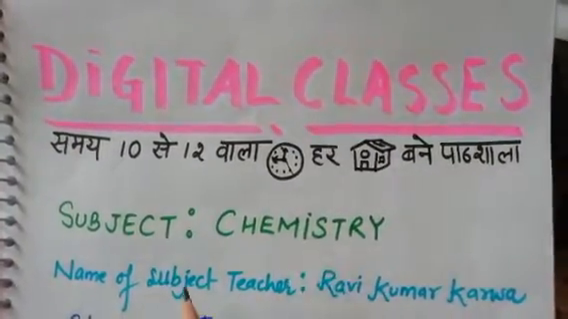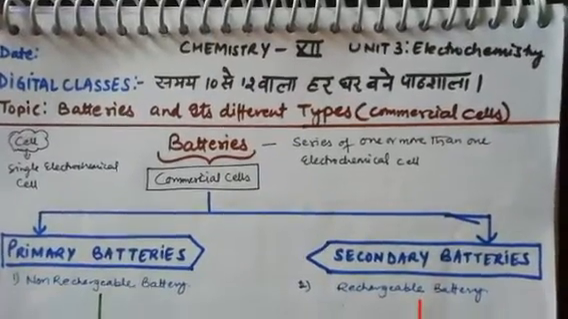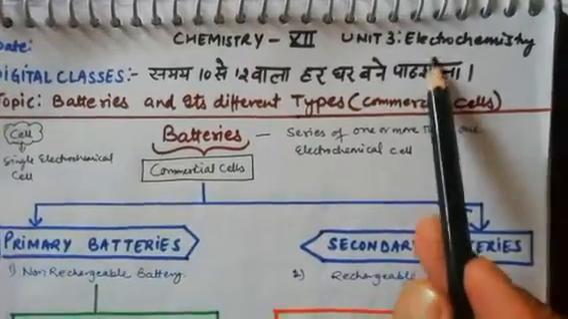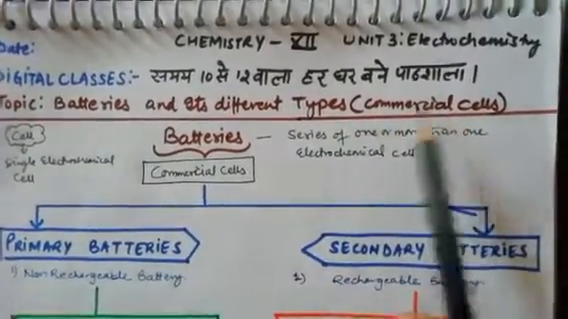This is your chemistry period and I'm your chemistry teacher. So, let's start today's topic. Dear students, today we are going to study electrochemistry. The next topic is the battery and its different types, also known as commercial cell.